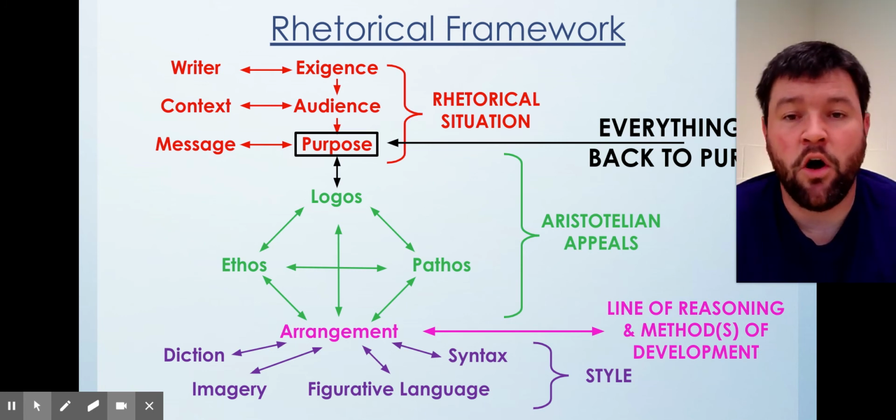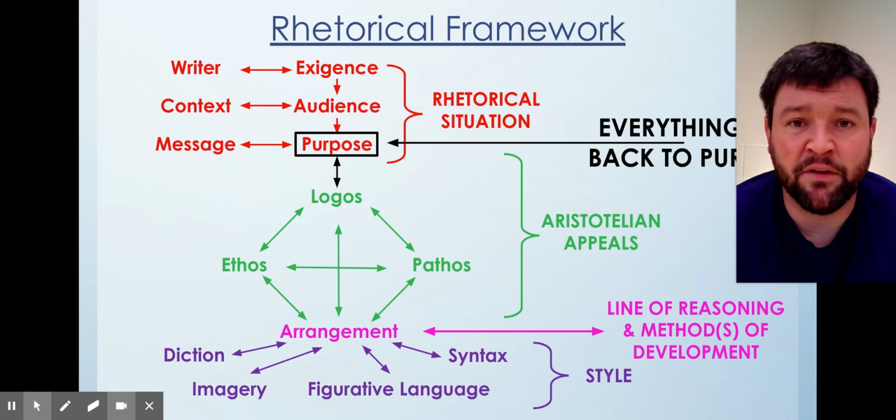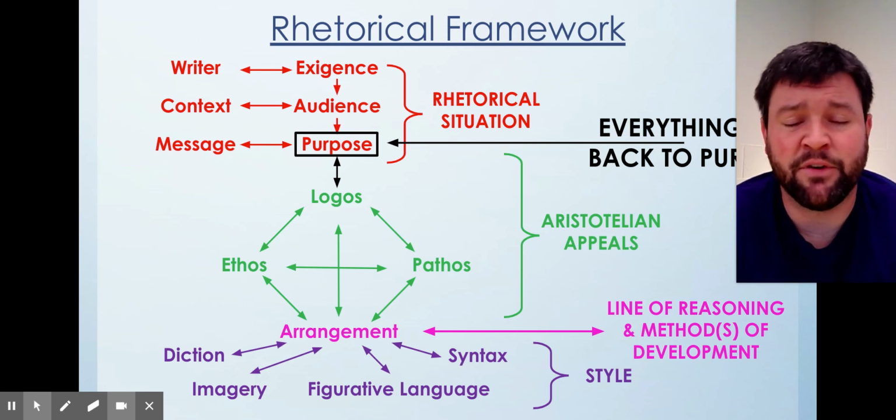Now, we're going to talk all about the rest of these, the Aristotelian appeals, ethos, pathos, logos, arrangement, which is our line of reasoning, the methods of development, and style at a later time. For now, though, I want to take a few moments and just review some quick basics about the rhetorical situation. First, let's take a look at the original three: exigence, audience, and purpose.